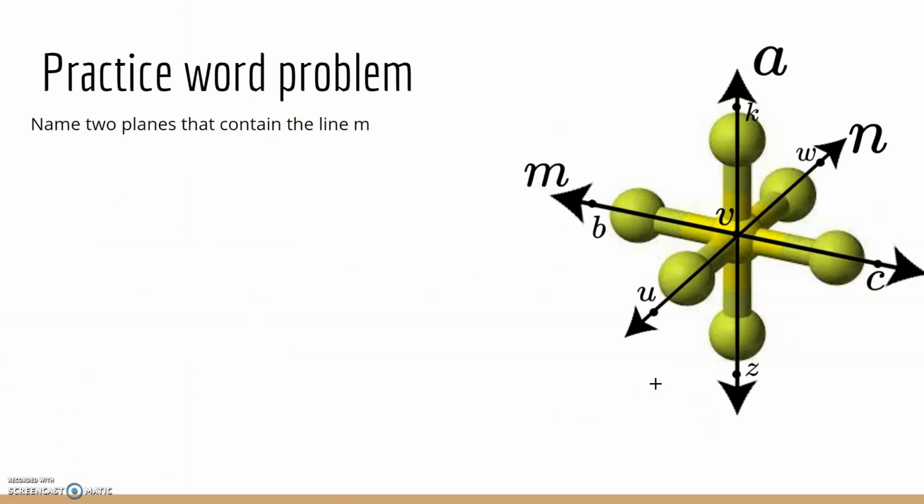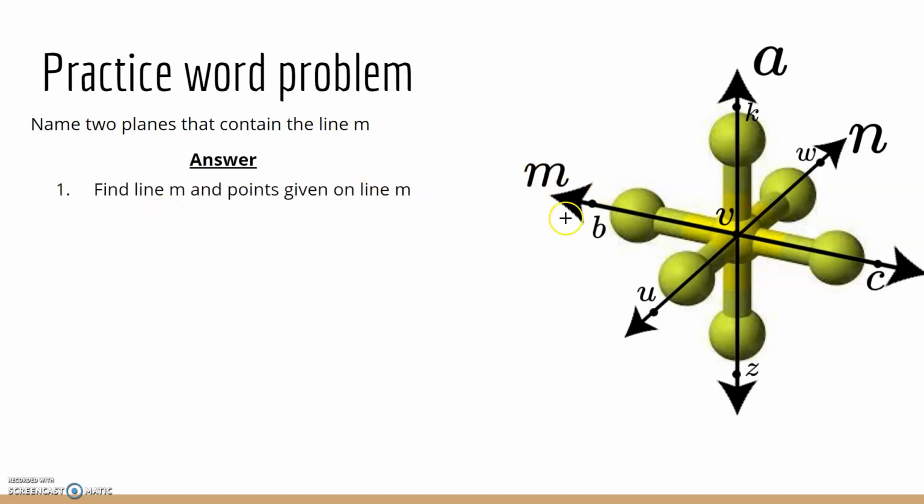Okay, so now we're looking at a practice word problem. This is the final question. It asks us to name two planes that contain the line M. Pause the video, try this out, look at all the definitions that we've learned so far about the intersections, go review it. I hope you were taking notes, review the questions, and then come back and I'll give you the answer. Alright, now that you're back, let's look at the first step.